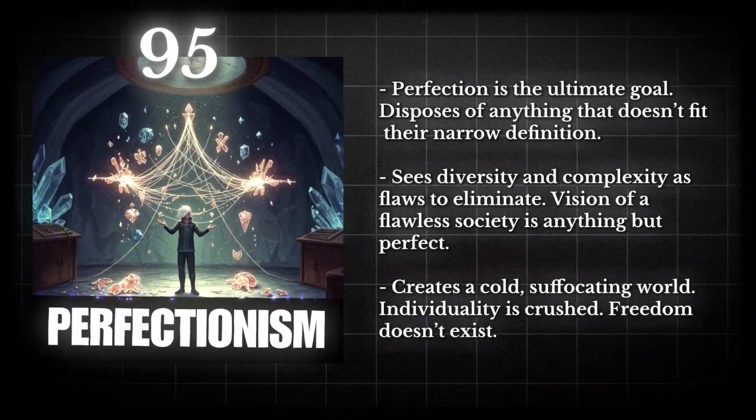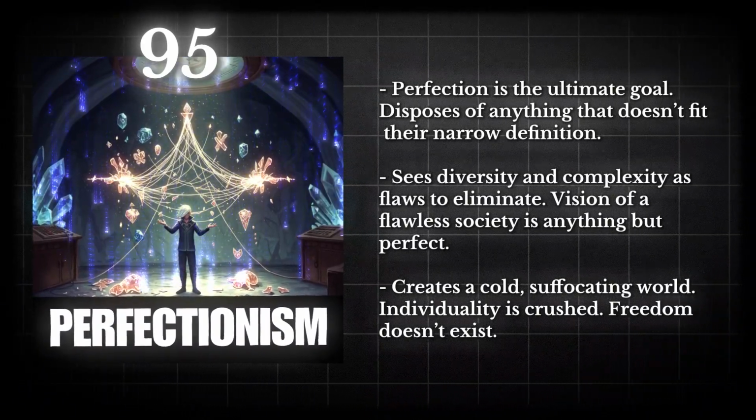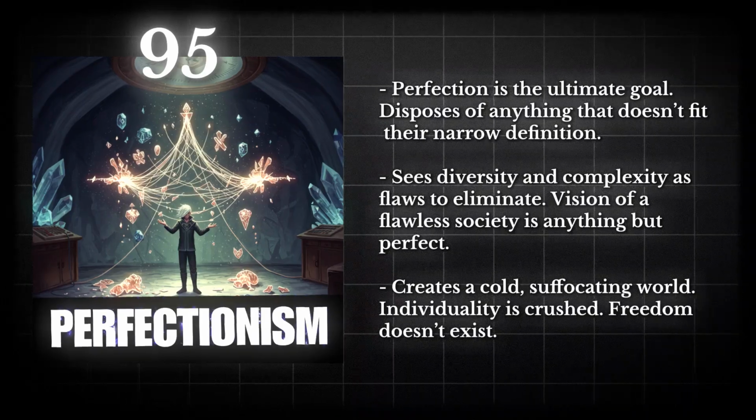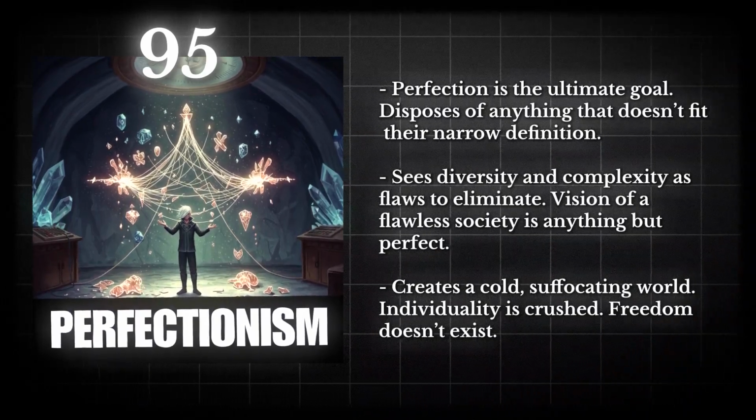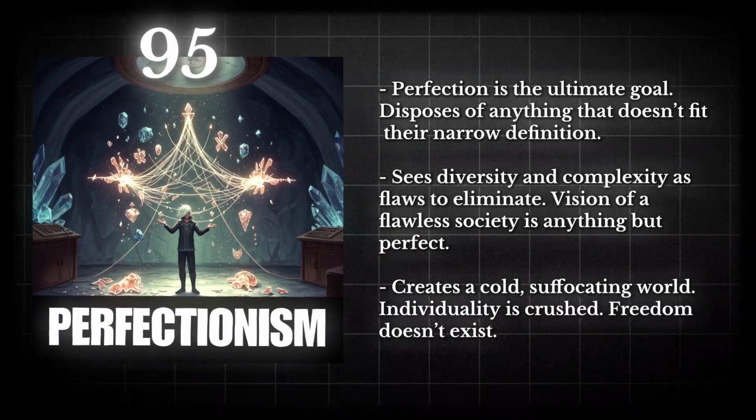95. Perfectionism. Perfection is the ultimate goal, and anything that doesn't fit into the villain's narrow definition must be disposed of. They see diversity and complexity as flaws to be eliminated, not celebrated. Their vision of a flawless society is anything but perfect. It's a cold, suffocating world where individuality is crushed and freedom doesn't exist.